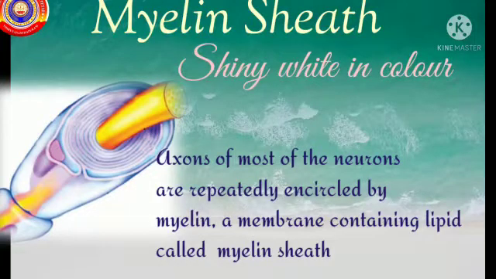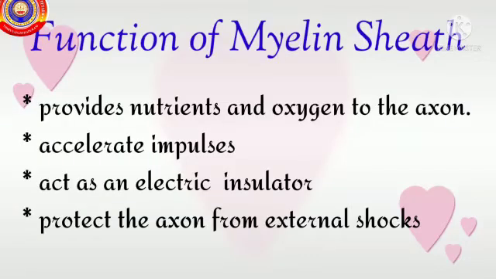Moving on to the myelin sheath, which is shiny white in color. Axons of most of the neurons are repeatedly encircled by myelin, a membrane containing a lipid, called the myelin sheath. Function of the myelin sheath: it provides nutrients and oxygen to the axon, accelerates impulses, acts as an electric insulator, and protects the axon from external shock.